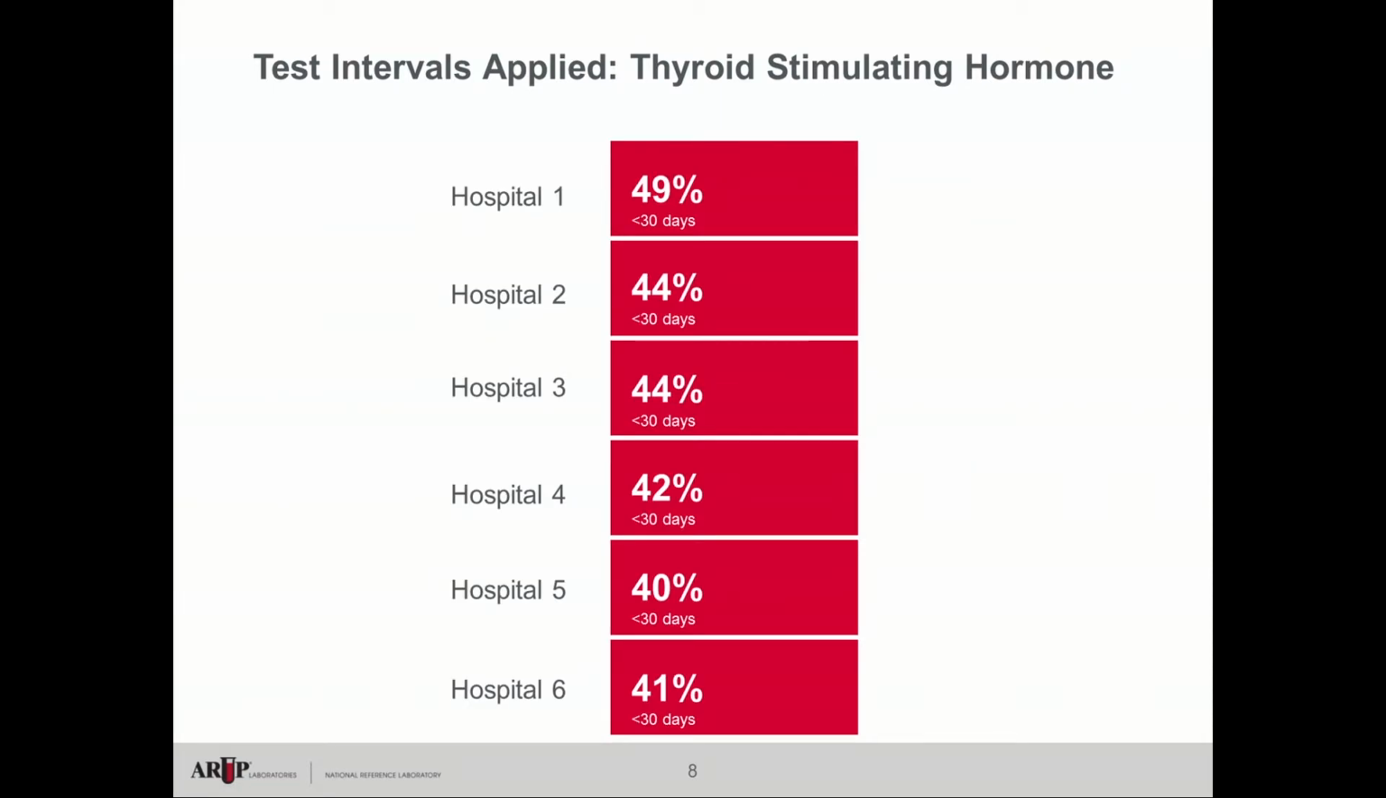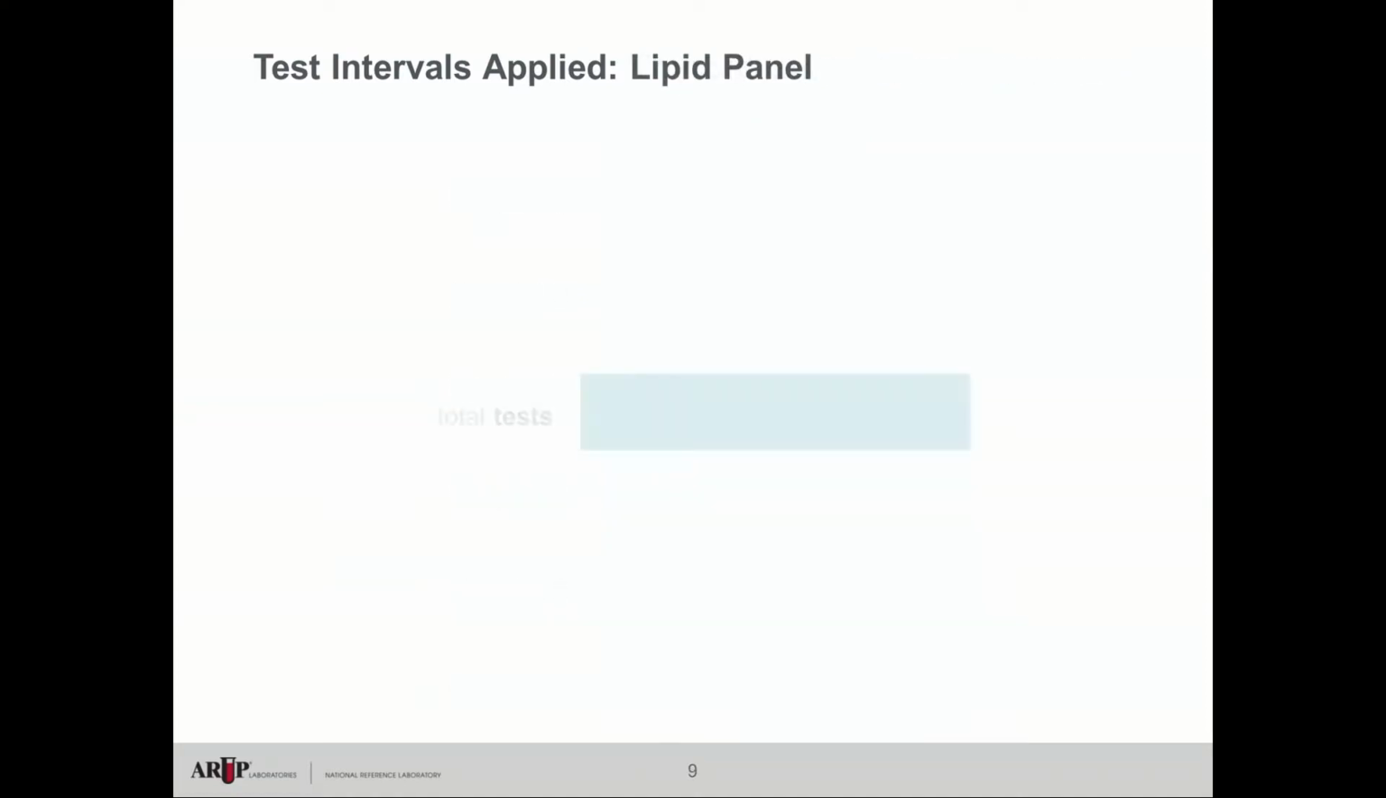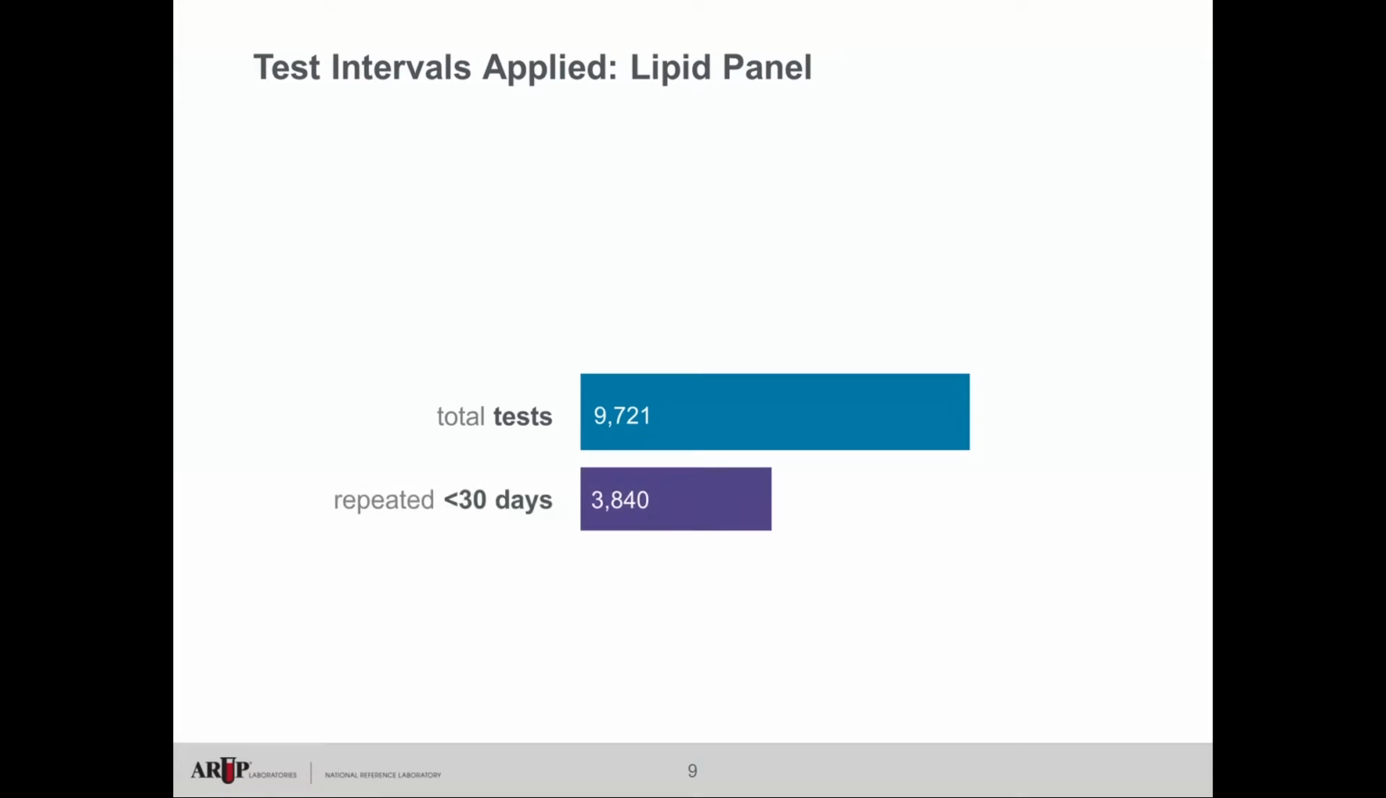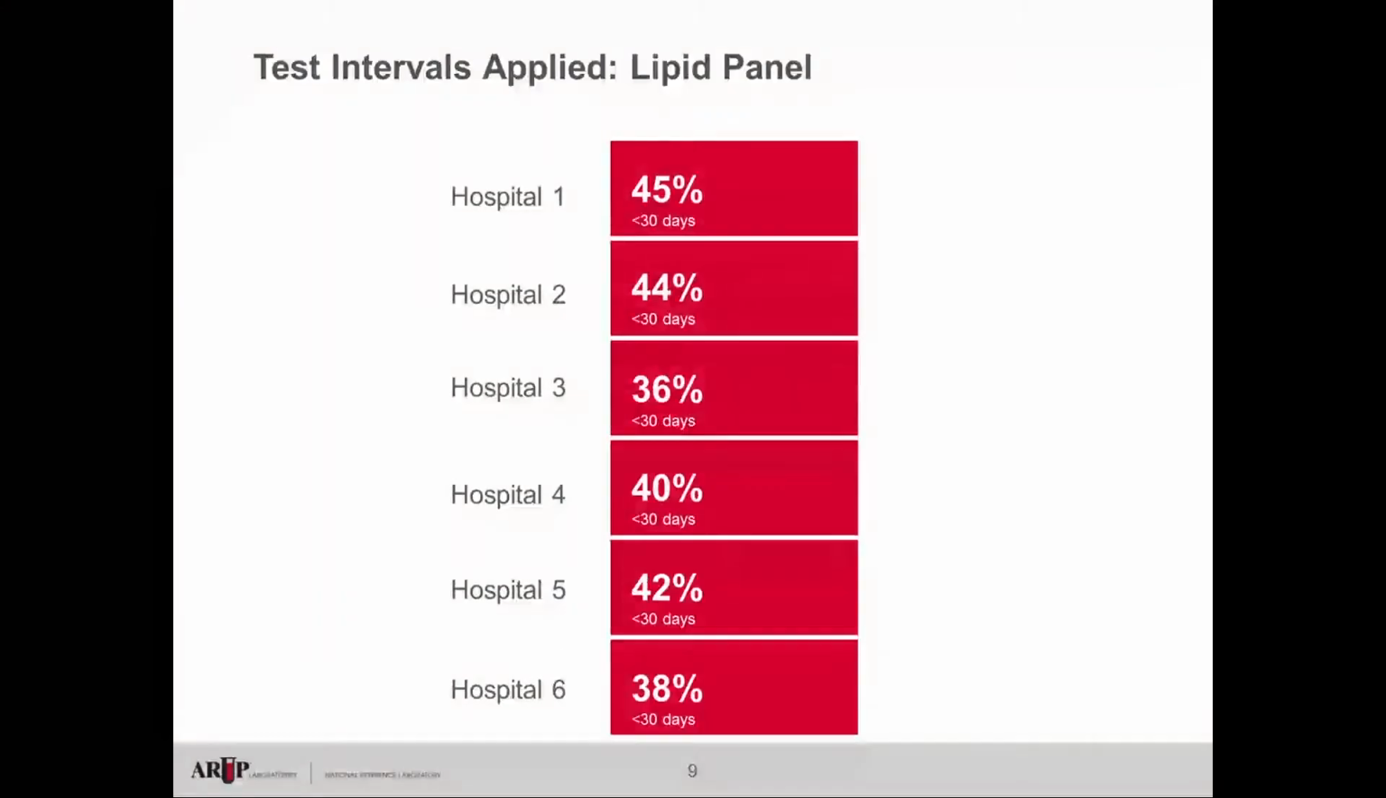When we broke this out by individual hospital, we saw that the proportions were pretty constant across the different hospitals. We did the same analysis for lipid panels. This is a test that most adults need about once a year, but occasionally if you have a change in therapy, it might make sense to repeat in about a month. But we found that about 40% of the lipid panel orders at this hospital system were repeats less than 30 days from the previous lipid panel. And again, breaking this out by hospital, we saw a pretty consistent pattern.